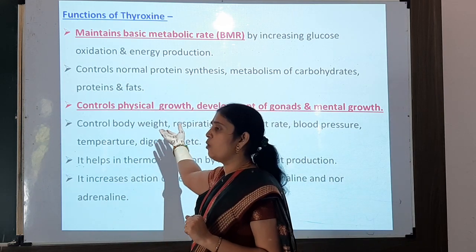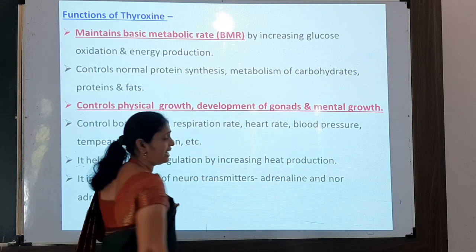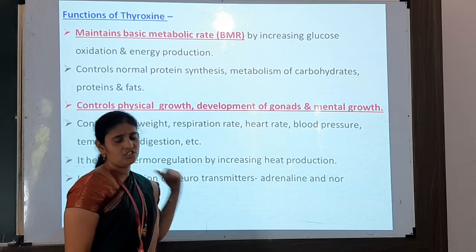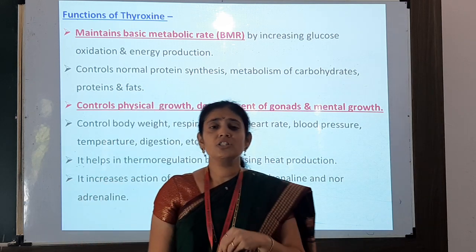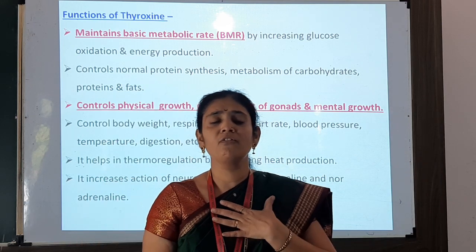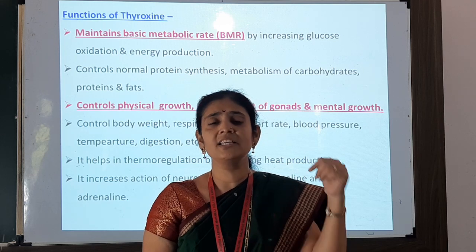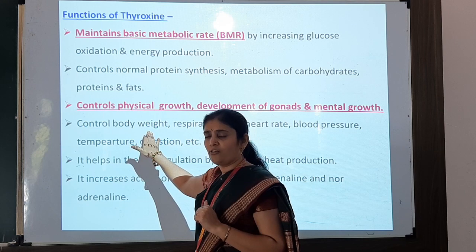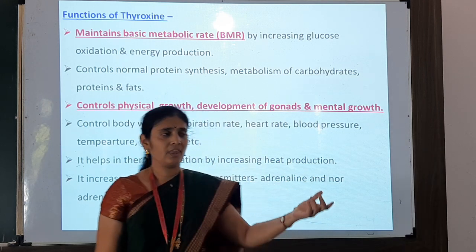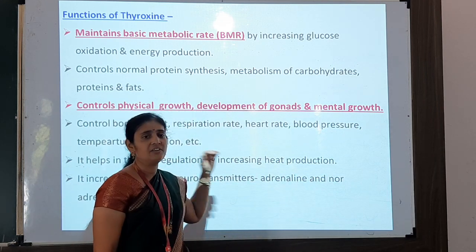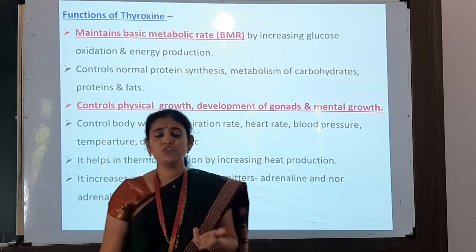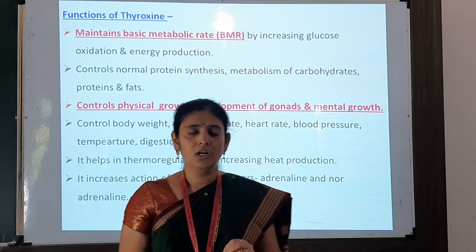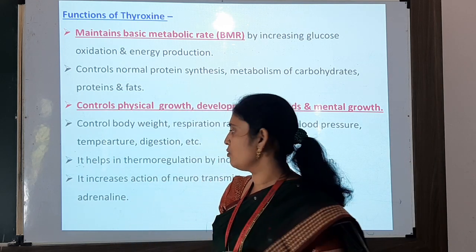Then it controls body weight, respiration rate, heart rate, blood pressure, temperature, digestion. So almost all vital functions of our body are controlled by this thyroxine. Look here, body weight is controlled by thyroxine. Then our heart rate, respiration rate, blood pressure, which is a very important one, and temperature and digestion process. So this hormone is playing a very important role in our body.